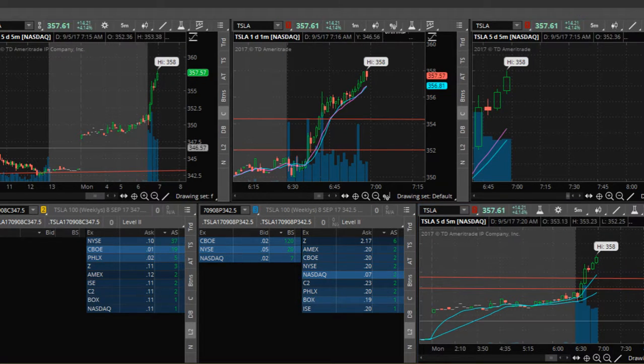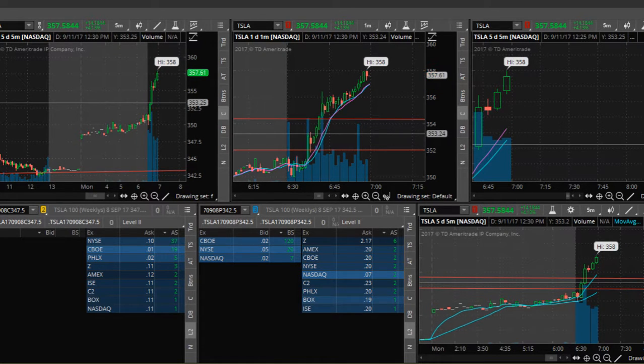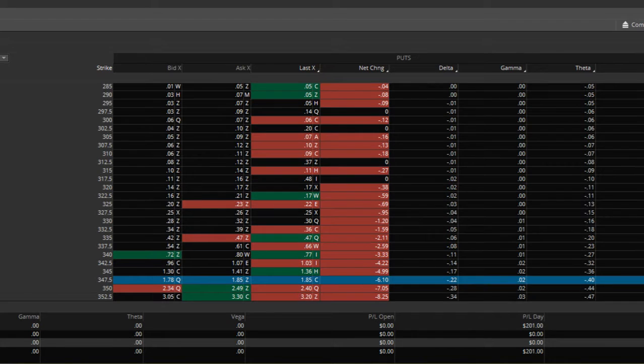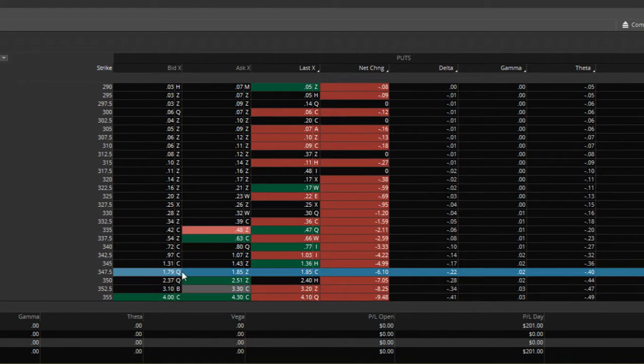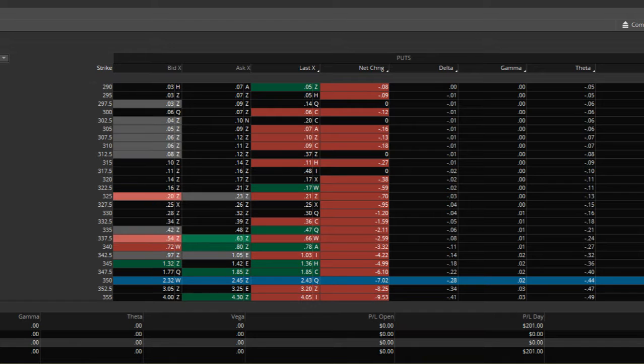That's almost $4. So we got to keep an eye on that. But that's fine too, because we can buy a put option and make money if it goes down. So let's get a put option ready to buy. And we're at $201 profit today so far, guys, if you look right over here.